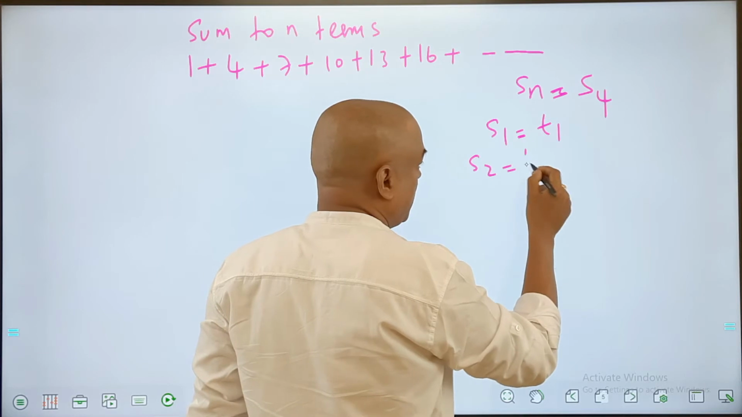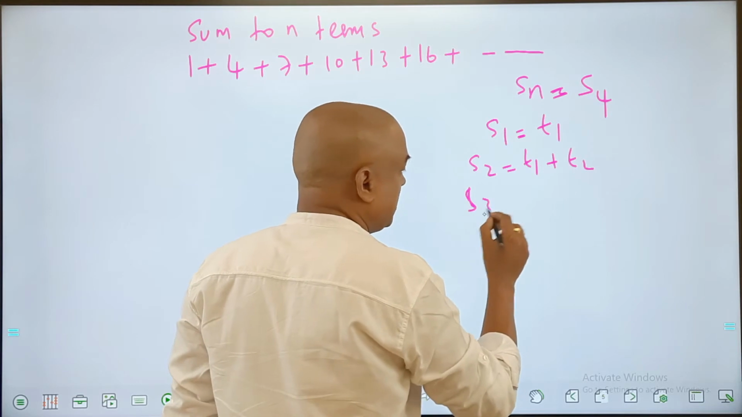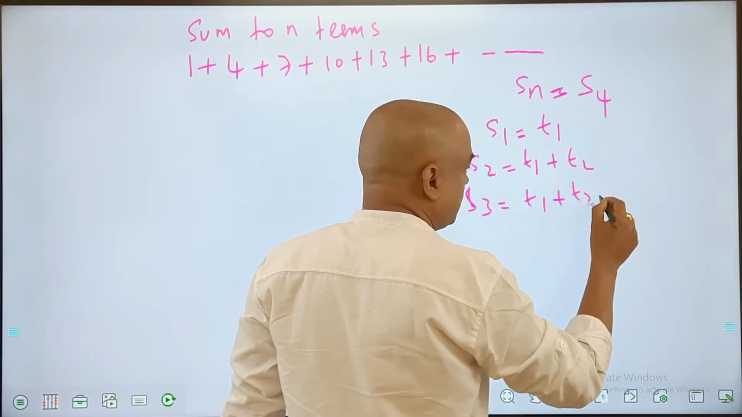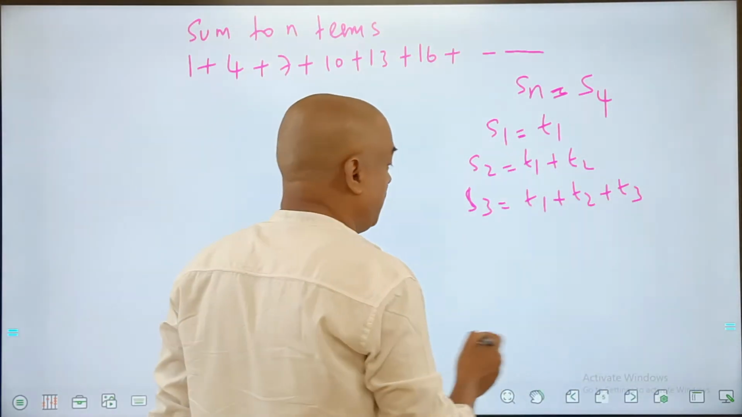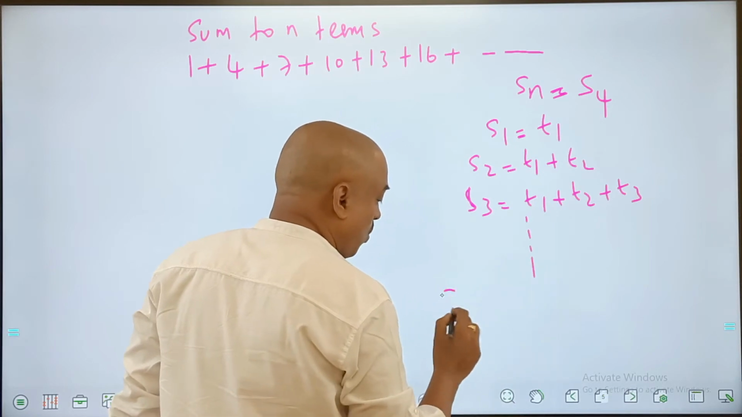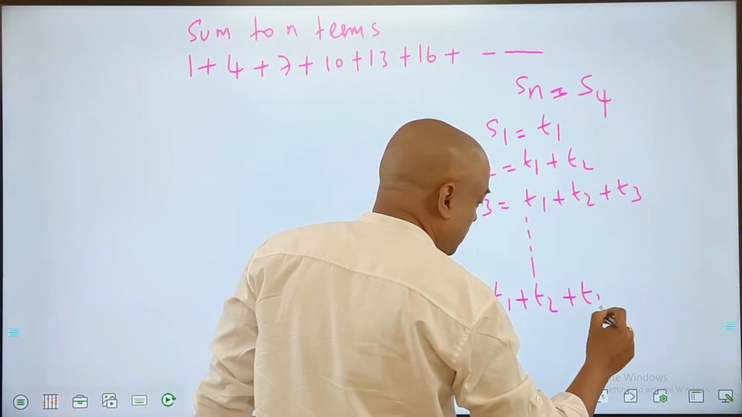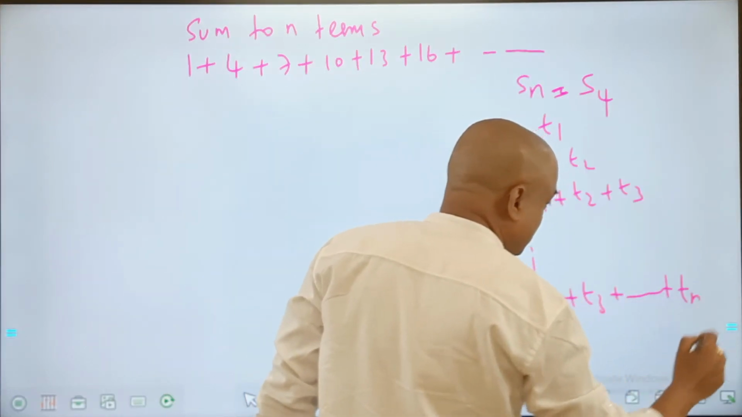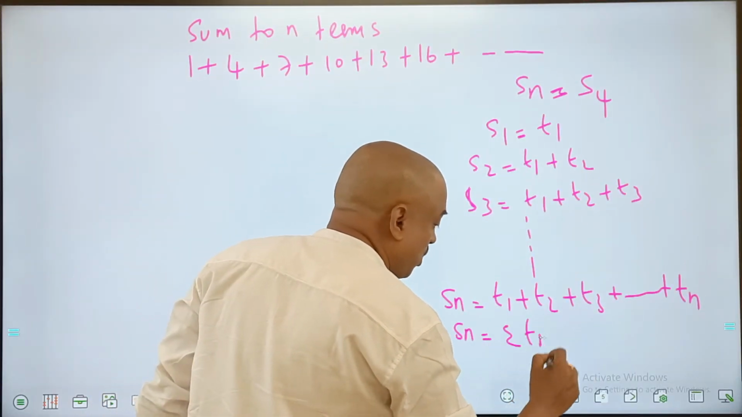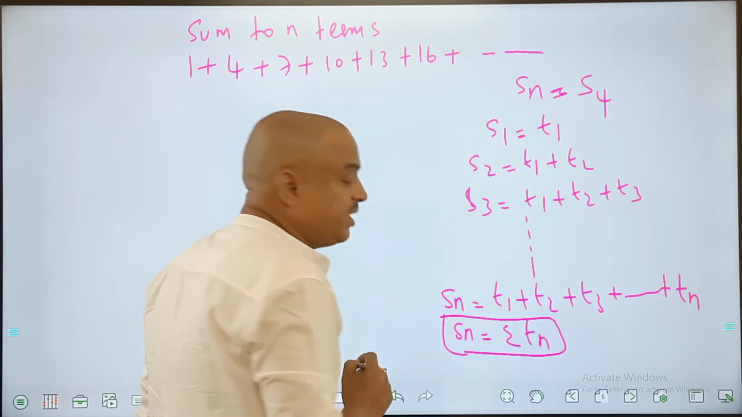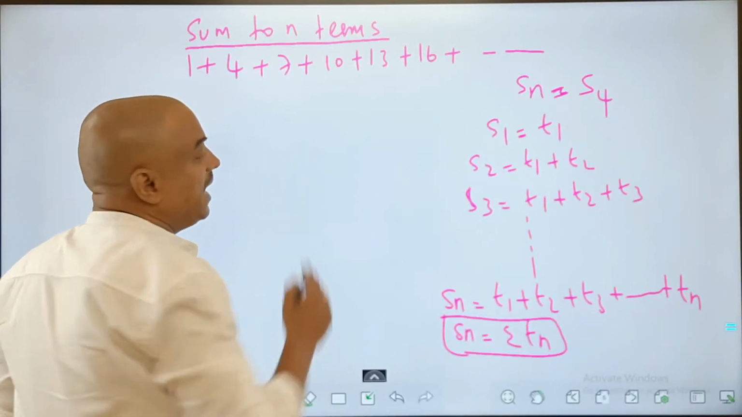What is S2? It is the sum of the first 2 terms. What is S3 here? Term 1 plus term 2 plus term 3 is called S3, and so on, it goes like that. So here, what will Sn be? It is nothing but term 1, term 2, term 3, and so on up to the nth term. So in short, Sn is equal to the summation of terms. If I apply summation to the terms, then it is said to be sum to n terms. Please understand, this is called sum to n terms.